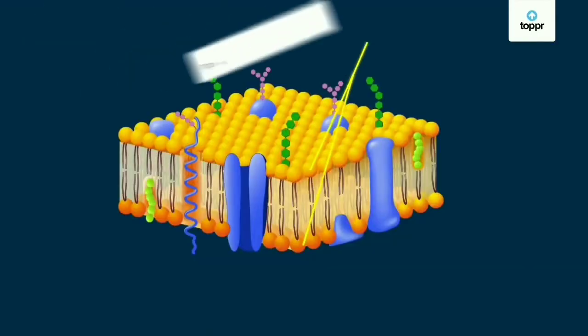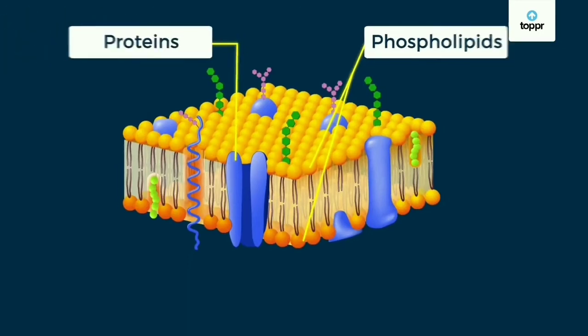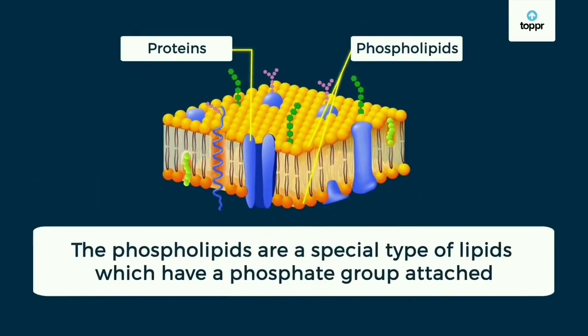Composition of plasma membrane. It is made up of two layers of phospholipids with embedded proteins. These phospholipids are building blocks, lipids which have a phosphate group attached to them.